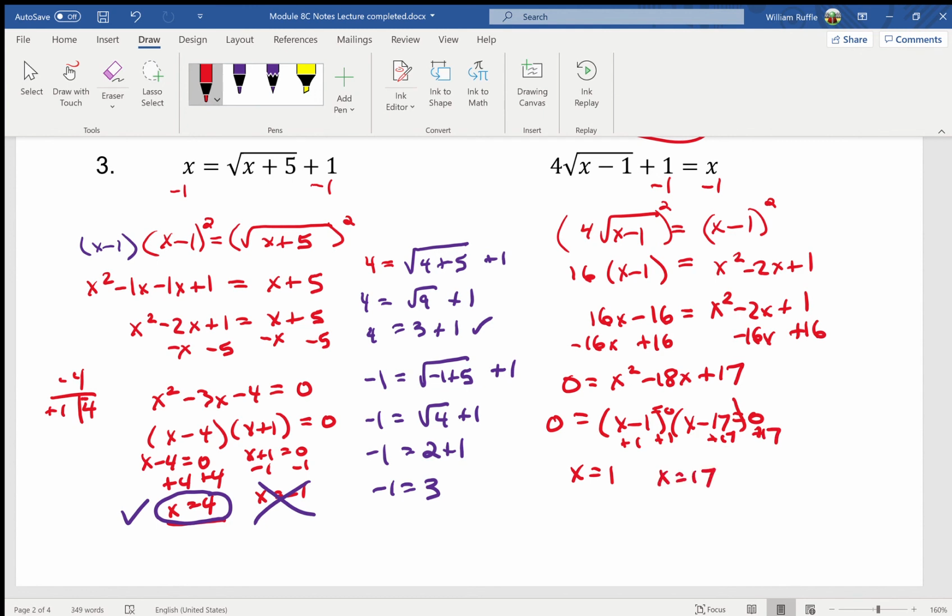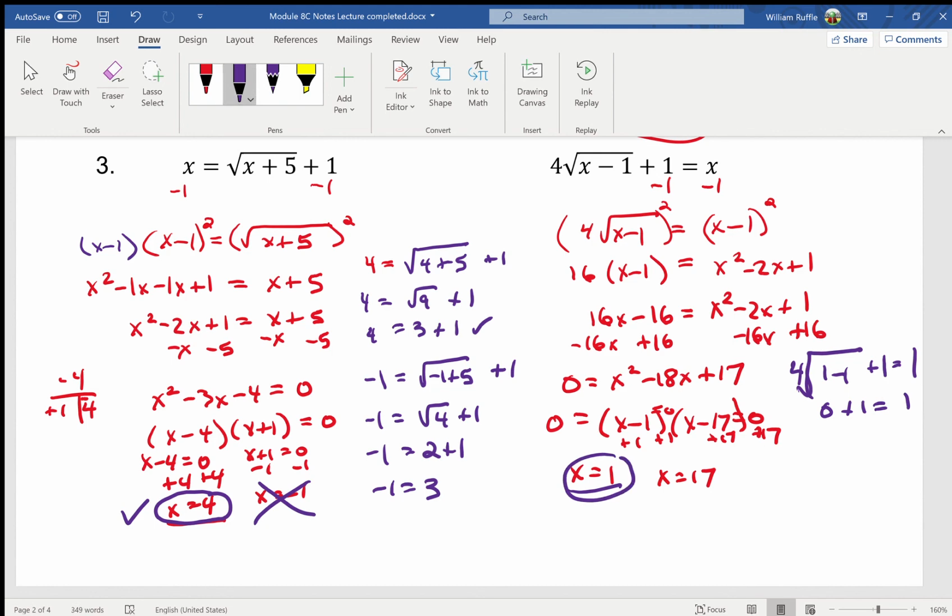Now, let's see if they work in there. So we're going to do 4 times the square root of 1 minus 1, plus 1. Does it equal 1? Because x equals 1, I just put 1 in there. So this is 1 minus 1 is 0. Well, 4 times 0 is 0. So 0 plus 1 does equal 1, so this is a good answer.